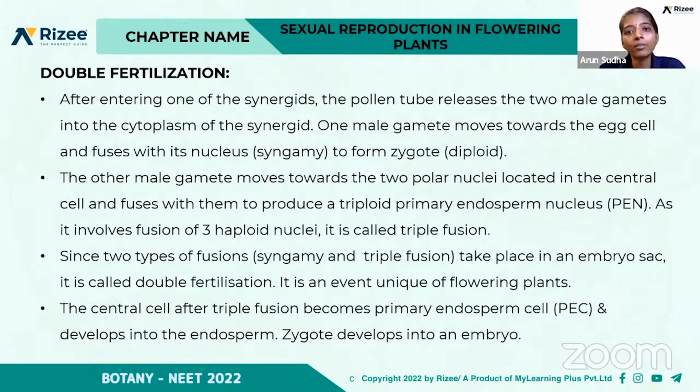Based on that, there are three ways: either it may be porogamy, chalazogamy, or mesogamy, and how artificial hybridization is carried out. Clear with it? So the next is double fertilization.